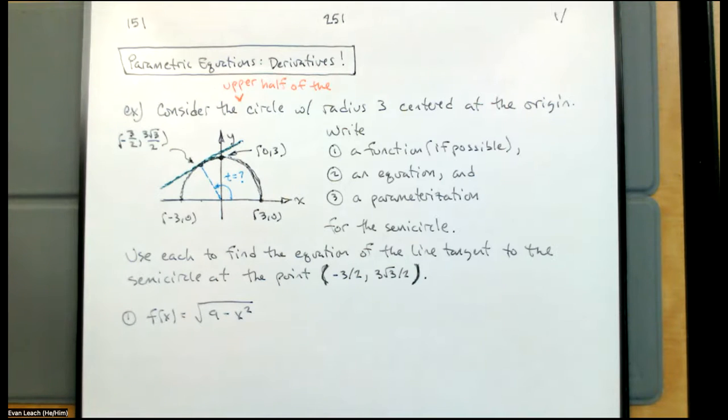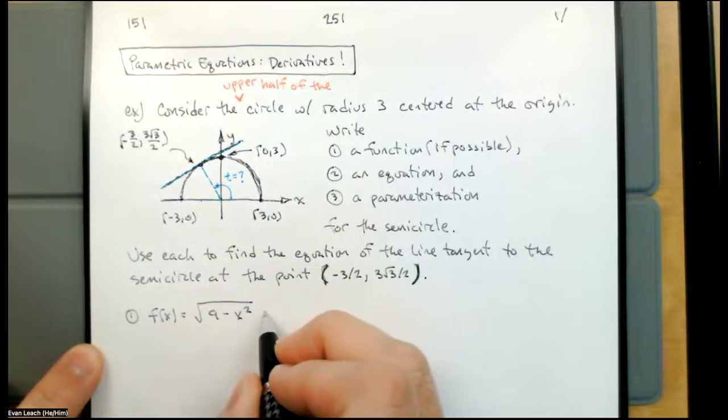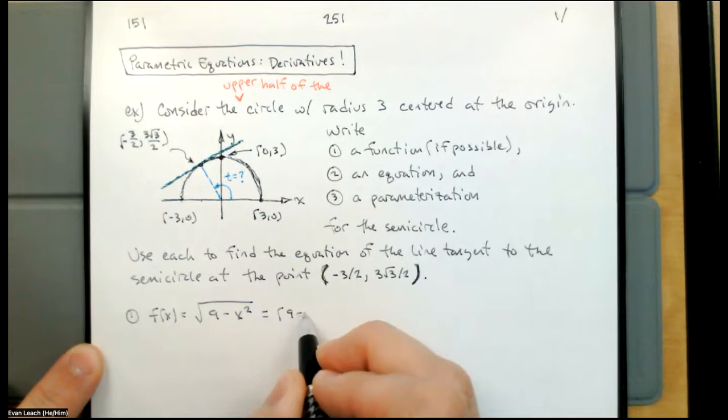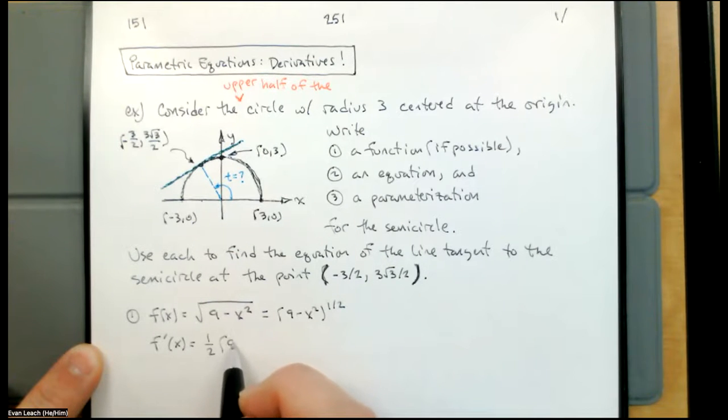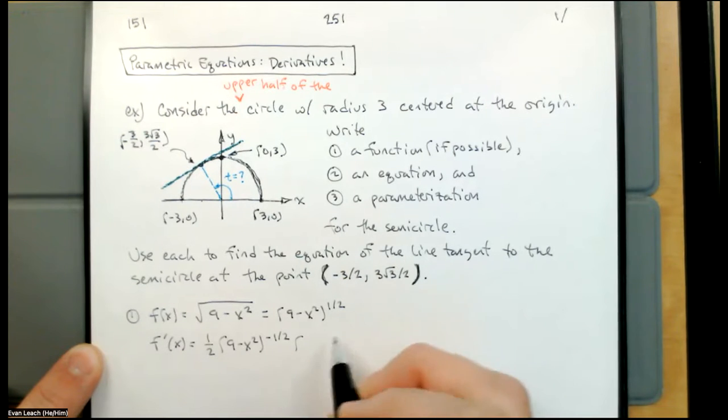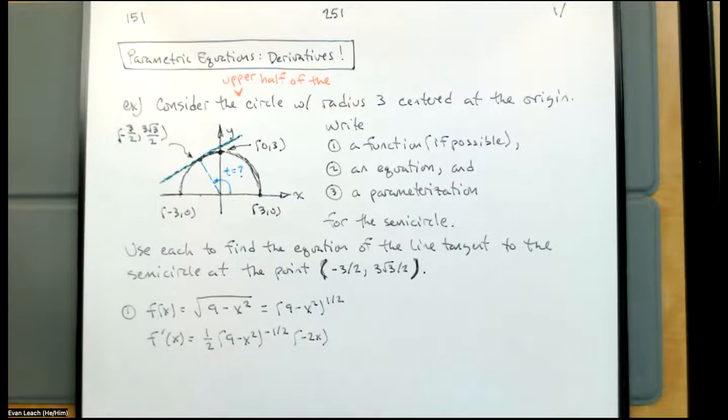So if f of x is the square root of 9 minus x squared, which we're going to write as 9 minus x squared to the 1/2 power, the slope is going to be from the derivative. We're going to need f prime of x. The derivative of something to the 1/2 power is 1/2 of that thing to the negative 1/2 power times the derivative of that thing. So the 2's will cancel out. And we'll end up with a negative x over the square root of 9 minus x squared.